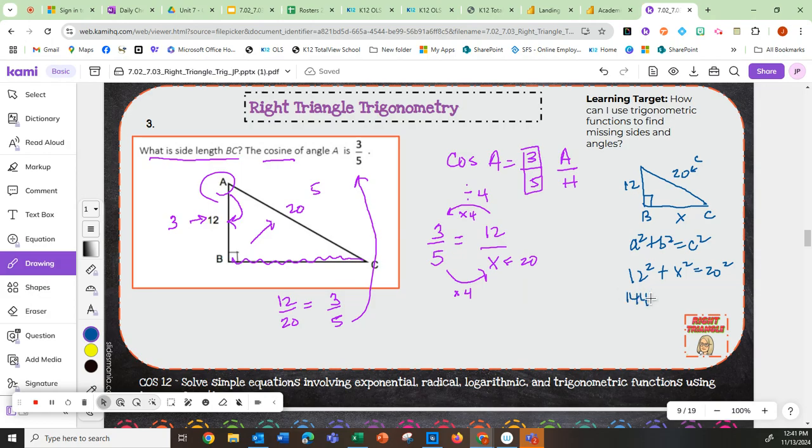So that's 144 plus x squared equals 400. Subtract 144 from both sides. I can probably do that in my head, but I'm going to use my calculator. That's going to give me 256. When I have an x squared and I want an x, I take the square root of both sides. That's going to give me positive or negative 16, but I'm talking about the side of a triangle, which has to be positive, so you have to choose the positive there. So that's going to be 16.